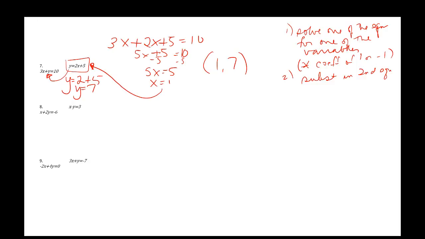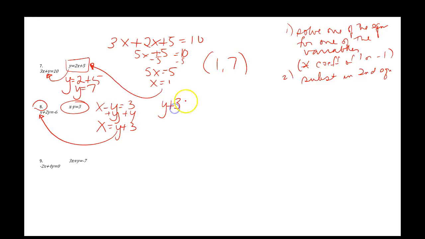3 plus 7. Yeah, it looks like it works. All right, now in number 8 here, we need to take one of these equations and solve for one of the variables. I'll take this one. If I have x minus y equals 3, why don't I add y to both sides, and I'll get x equals y plus 3. So now in this equation, wherever x is, I can substitute in y plus 3.